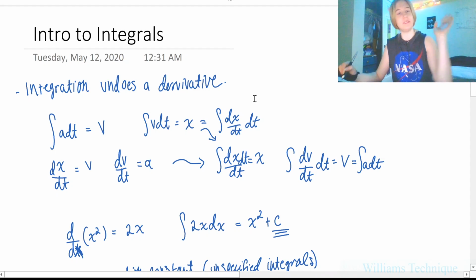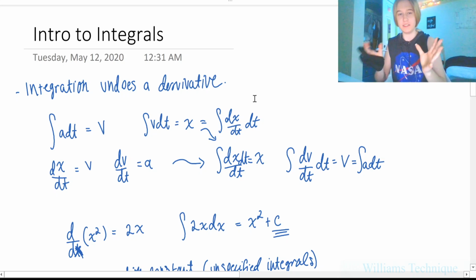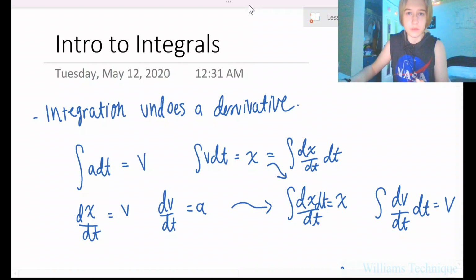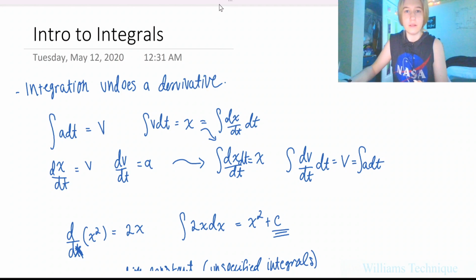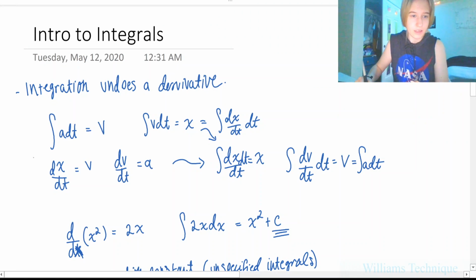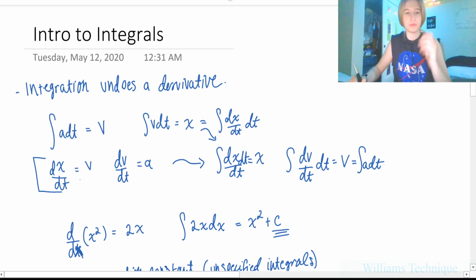So let's start out. An integration essentially undoes a derivative. As you can see here, the derivative of position with respect to time is velocity. And if we were to undo that, we would say that the integral of velocity is position. So it's sort of like reverse engineering the whole deal.